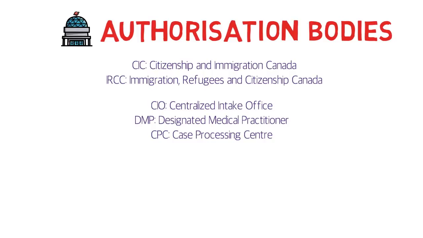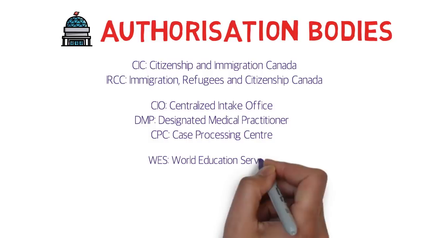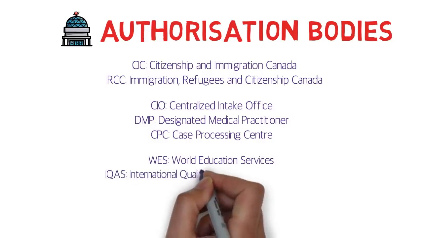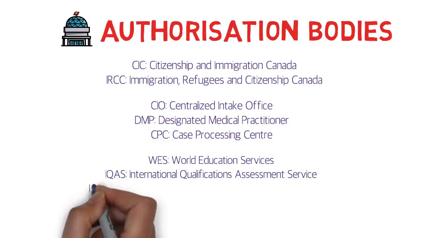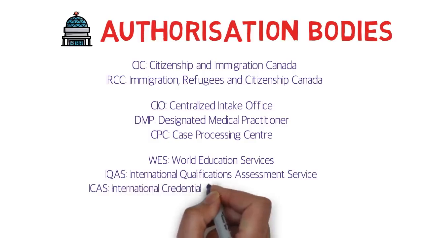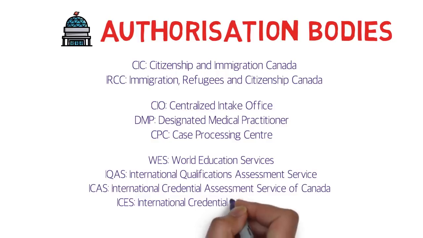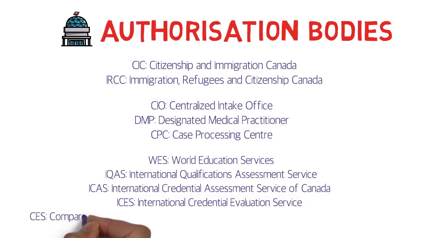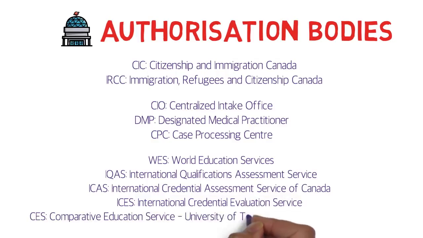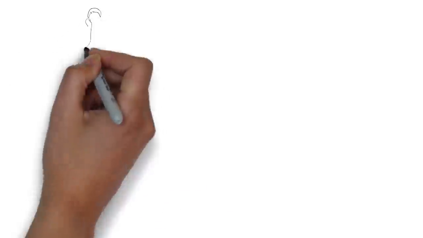Now, all those organizations which are required in your education credential assessment: WES is World Education Services, IQAS is International Qualifications Assessment Service, ICAS is International Credential Assessment Service of Canada, ICES is International Credential Evaluation Service, and CES is Comparative Education Service from University of Toronto School of Continuing Studies. Now, all of these 5 organizations, you can get your education credential assessment from any of these bodies.